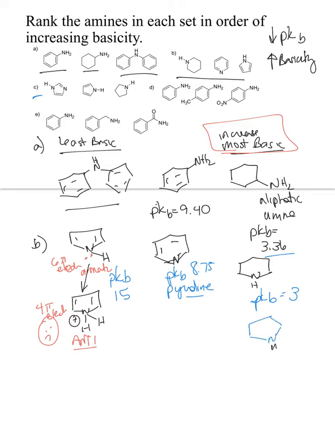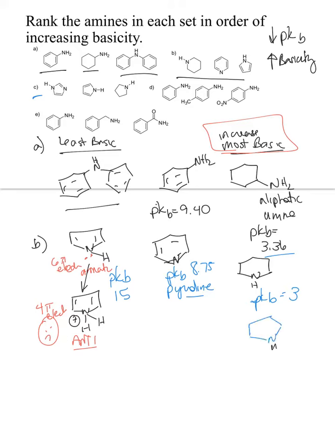Let's look at D. We have aromatic amines all the way through, and so we have aniline, we have paramethoxy or paramethyl aniline, and then paranitro. So we've got to think about what electron withdrawing groups and electron donating groups do. So nitro, that's a positive nitrogen, and that would be an electron withdrawing group. So this is deactivating, and you all learned that it's deactivating. This here is an electron donating group because it's a methyl.